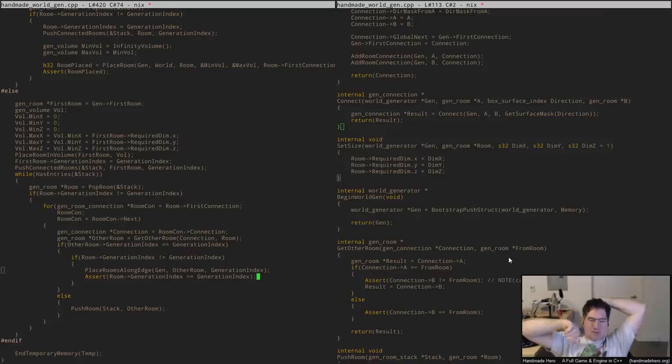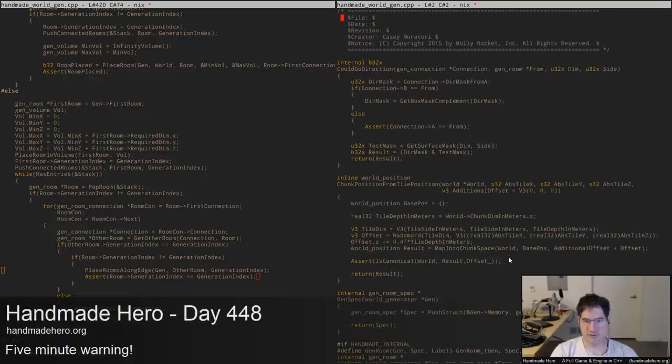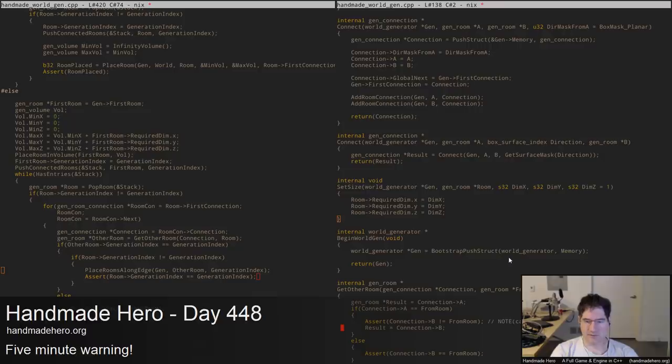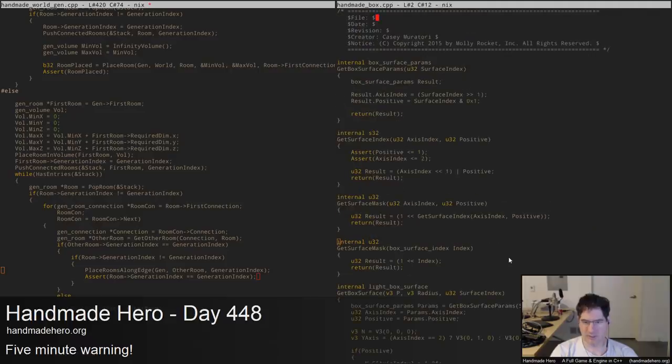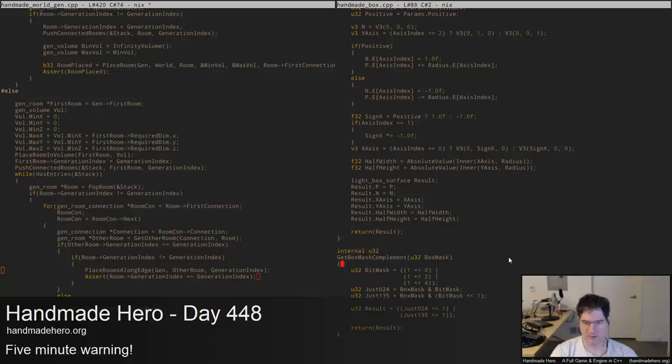So we need to figure out what direction we use the connection in. I don't quite remember how that worked, but I thought we had actually talked about that before. There's like an inversion version of this here. Yeah, but get box mass complement, right? So what I want to do here is just say, I want to know what direction I use this connection in. So I kind of want a call that's like, for me, what direction does this connection go in?